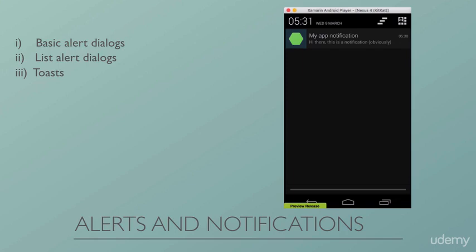Then we'll look at toasts, which are transient notifications that appear and disappear on your screen that don't allow any user interaction. Finally, we'll look at local notifications, which are what you can see in the screenshot. When you swipe down on your device, you can see a notification from your app, whether the app is backgrounded or not. So let's begin.